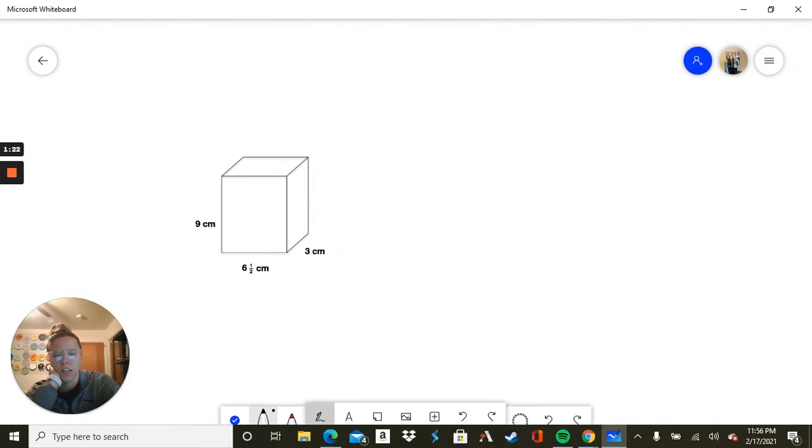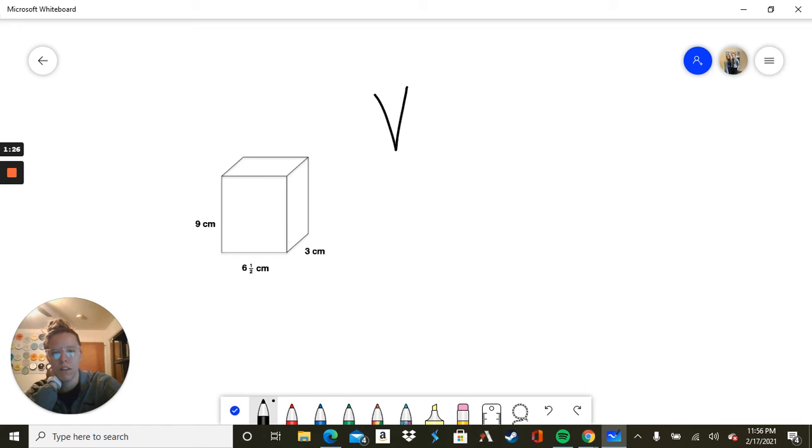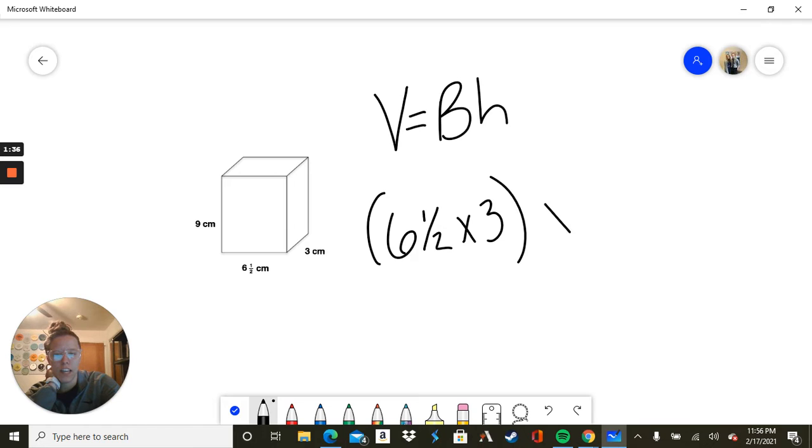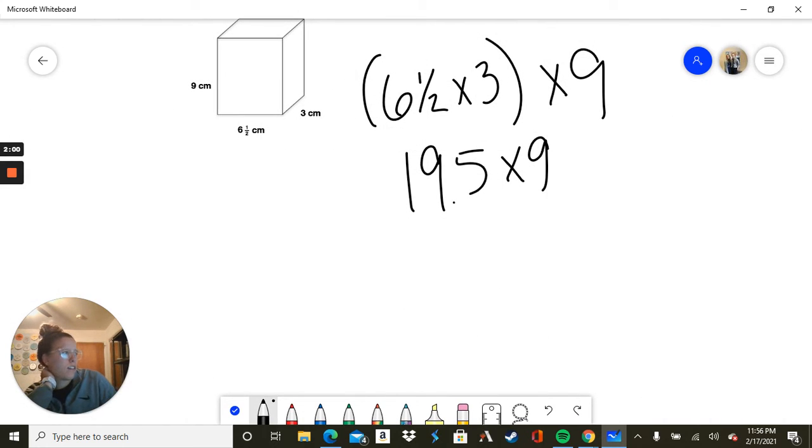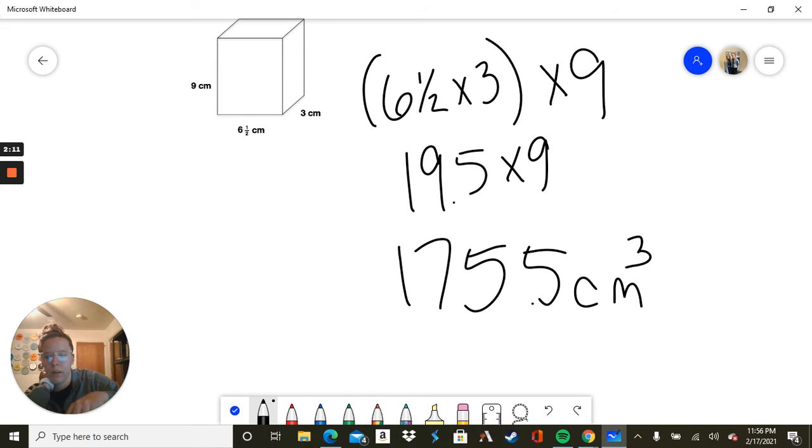The second one is going to be this rectangular prism. So again, volume equals area of the base times the height. So area of the base is going to be 6.5 times 3, and then with h times 9. So 6.5 times 3 is going to be 19.5. And then times 9 is 175.5. Again, centimeters cubed. Okay.